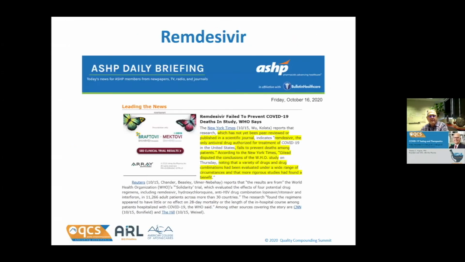Okay, remdesivir. This study came out by ASHP on Friday, October the 16th, saying it's not yet peer-reviewed or published. The only antiviral drug authorized for treatment fails to prevent deaths among patients, according to it. Gilead disputed the conclusions, noting a variety of drugs and drug combinations. I wanted to bring attention to drug combinations. Remember, we talked about azithromycin, and in a later slide you're going to see dexamethasone and the importance of them working together. It has been evaluated under a wider range of circumstances.